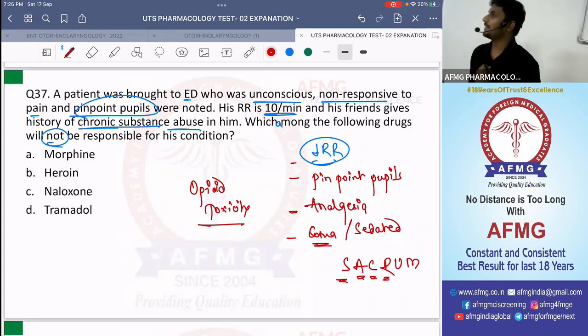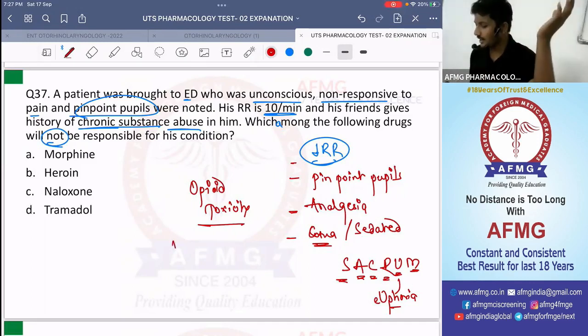R goes for respiratory depression, that causes decreased respiratory rate. U goes for unreasonable happiness, that is euphoria, and that is why it is addictive in nature. And M goes for miosis of the pupils, that leads to pinpoint pupils.